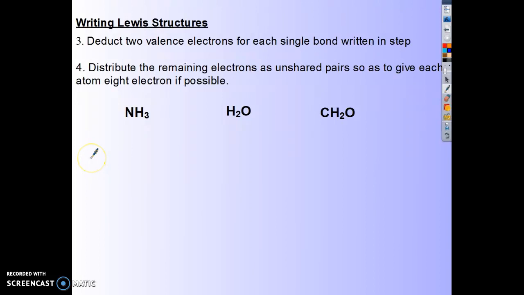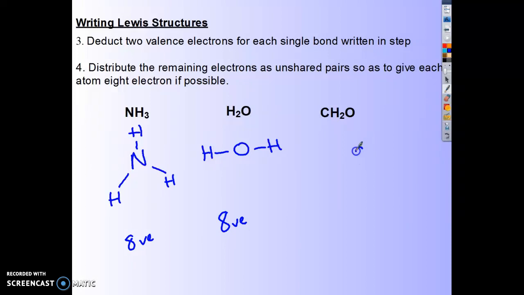All right, so now every time we've made a single bond, so remember we have our skeleton structures. I'll put them back, and this was 8 valence electrons. All right, then H2O, it looks like this for our skeleton, and we had 8 valence electrons. And CH2O looks like this, and we had a total of 12 valence electrons. Okay, so now we're going to deduct or subtract 2 valence electrons for each single bond that we already wrote in step 1.